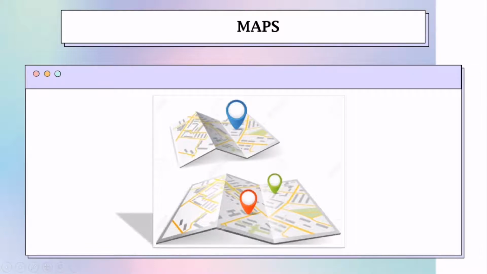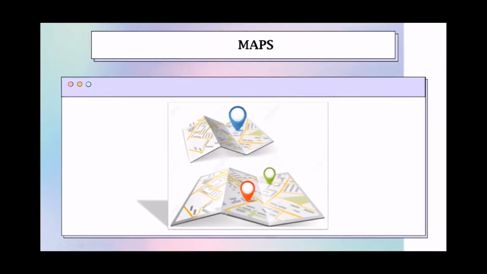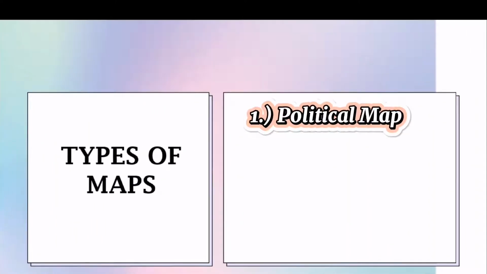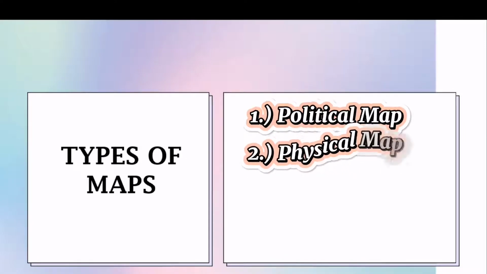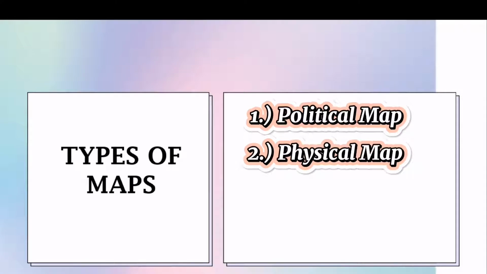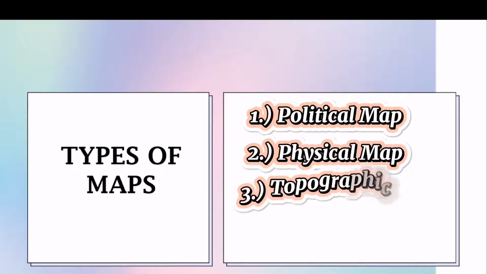There are 8 types of maps. Number 1 is political map. A map shows the state and national boundaries of a place. Number 2 is physical map. A physical map is one which shows the physical features of a place or country like rivers, mountains, forests, and lake. Number 3 is topographic map.